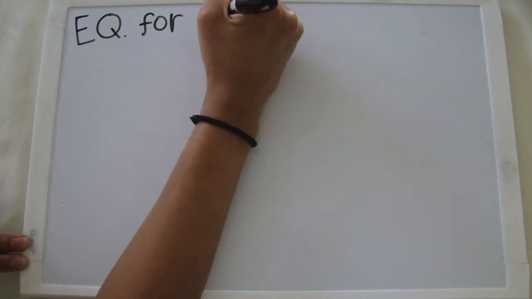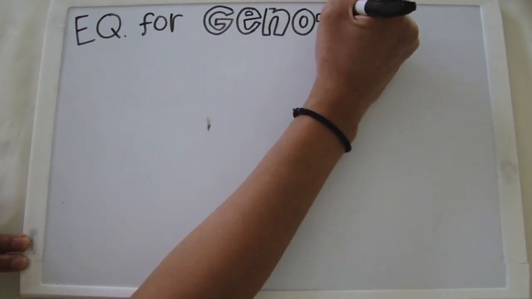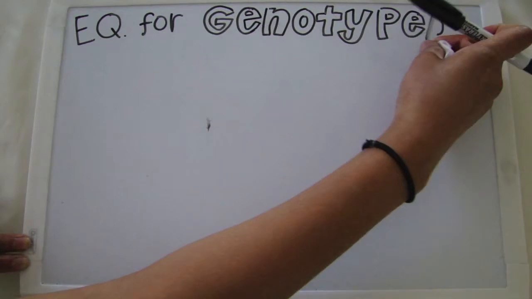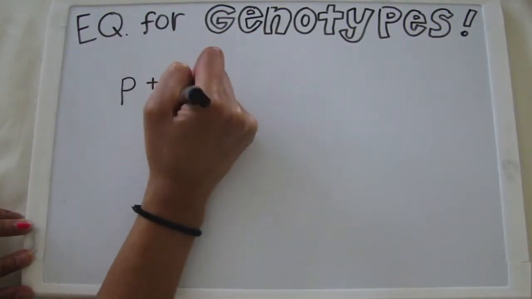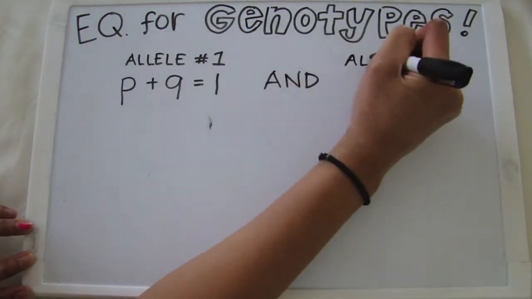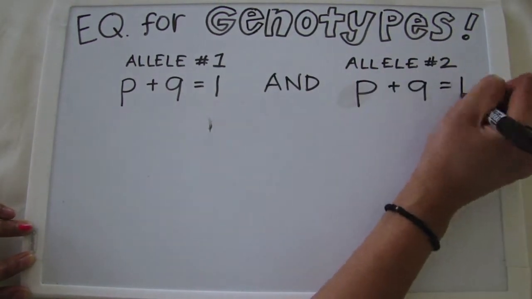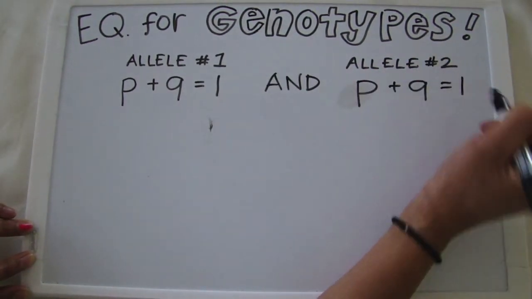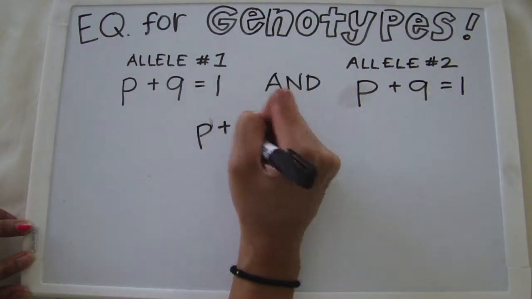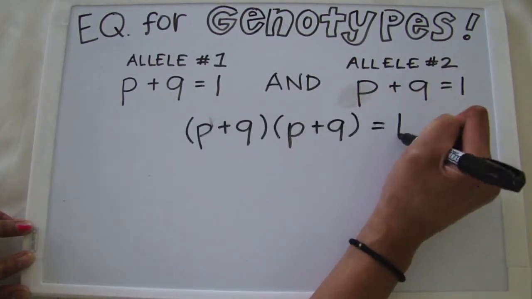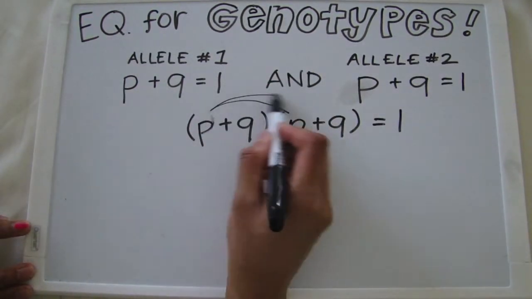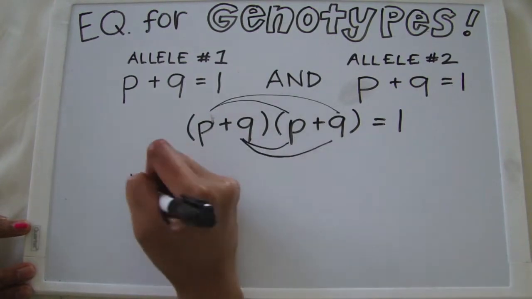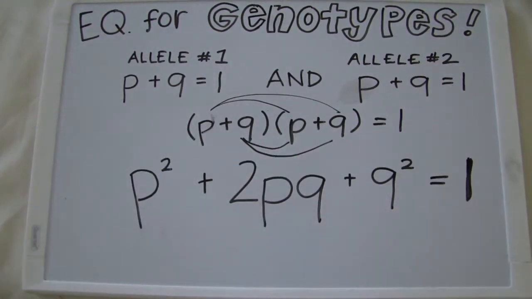Well, that was pretty straightforward, but it gets a little bit more complicated when we go to the equation describing the population's genotypes. So we're looking for genotype frequency, and that means 2 alleles. Allele number 1, P plus Q equals 1, and allele number 2, P plus Q equals 1. Genotype is allele number 1 and allele number 2, which means you multiply. If both of those equal 1, then hey, FOIL! First, outer, inner, last. Which gets us to our Hardy-Weinberg equilibrium.